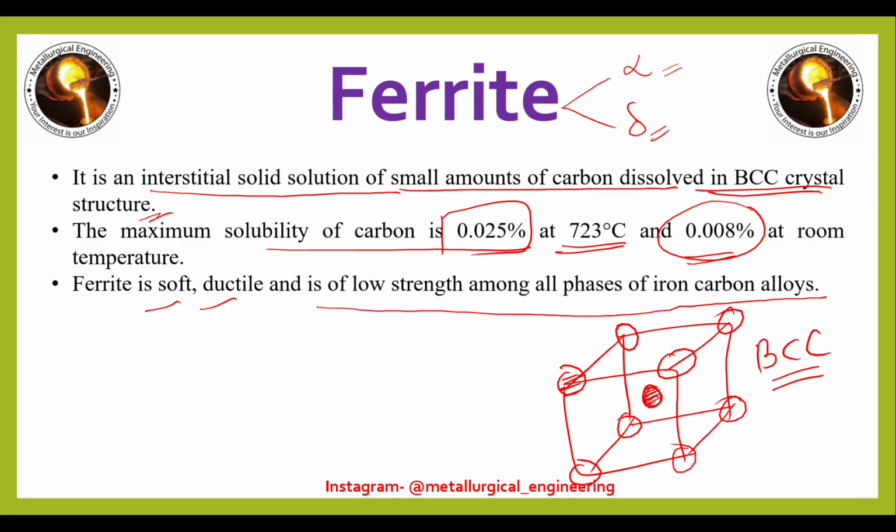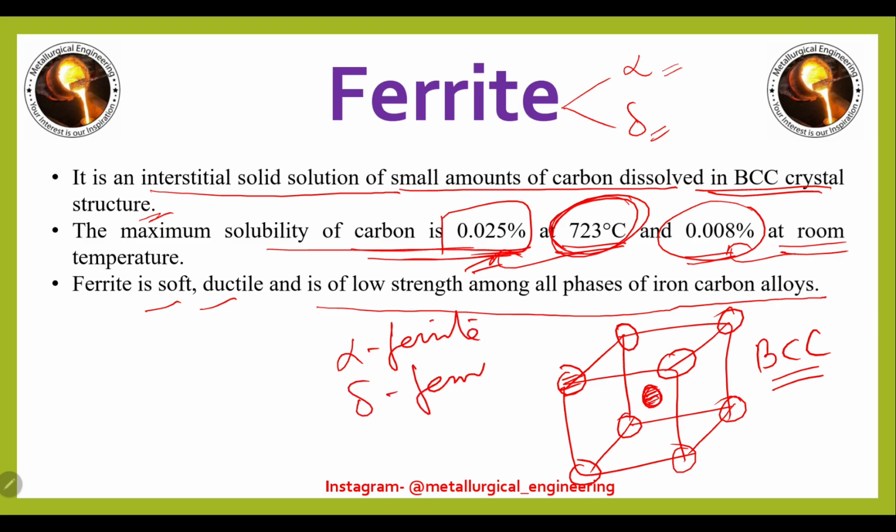In this slide the key points we need to remember are the maximum solubility of carbon in iron and at what temperature. This is at room temperature and this is at 723 degrees centigrade. Multiple choice questions can be asked on this in many exams, so this needs to be remembered. Also this is the alpha ferrite or delta ferrite, so the temperature range difference should also be remembered. So this fact is about alpha ferrite.